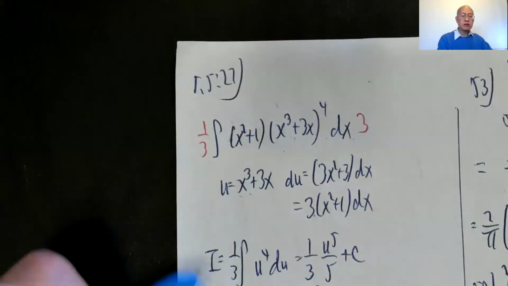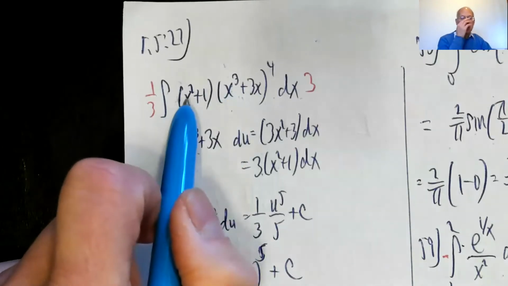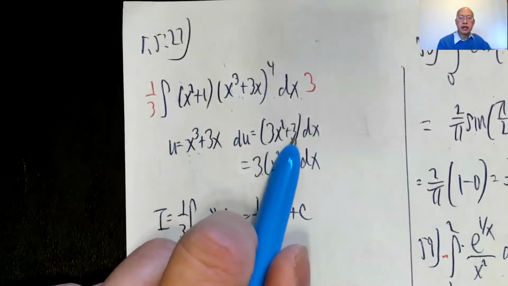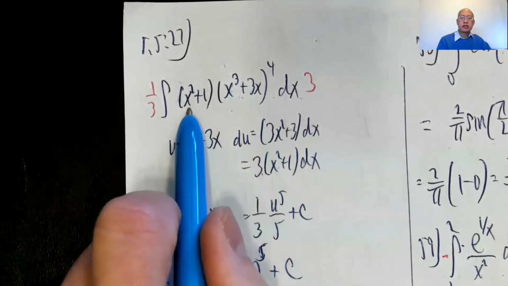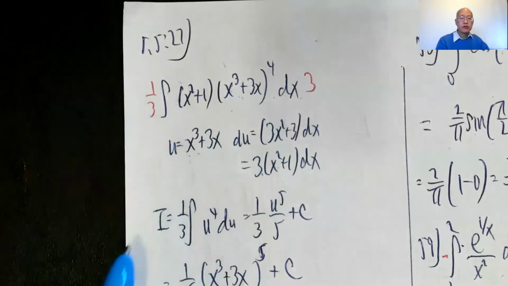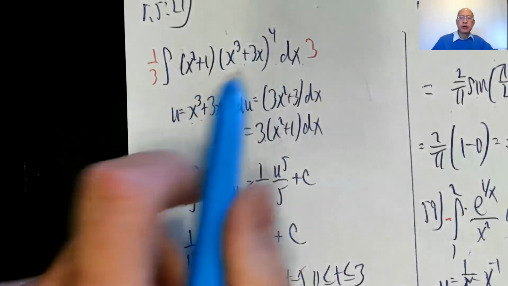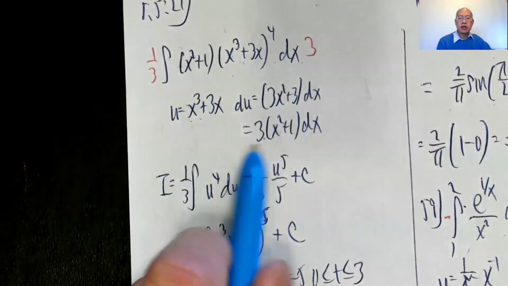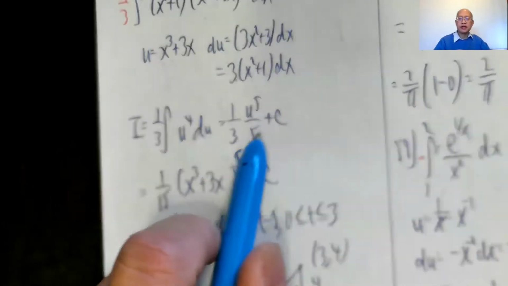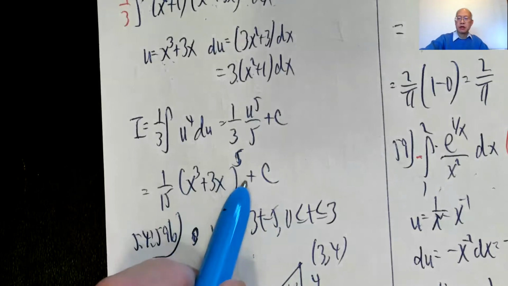5.5, number 27. Okay. I know the derivative of this is 3x squared plus 3, which is almost like this. So let u be x cubed plus 3x. Du is 3x squared plus 3 dx. Factor out the 3. There's the x squared plus 1. There's the dx. Need 3. So 3 inside, 1/3 outside. So my integral is 1/3 u to the fourth now. 3 x squared plus 1 dx is now my du. So 1/3 u to the 5th over 5 plus c. And this changes back to 1/15 x cubed plus 3x to the 5th power plus c.